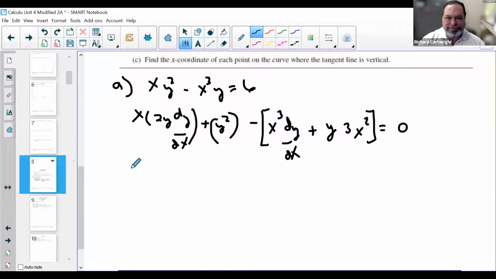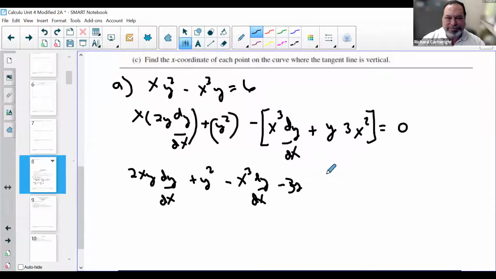So I need to clean this up. So 2xy dy/dx. Remember we used to write just y prime to make it easy? Plus y squared, distribute that, minus x cubed dy/dx, distribute again, minus 3y x squared, doesn't matter the order, still all equal to 0.